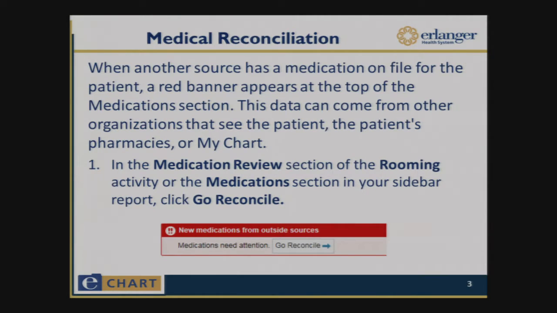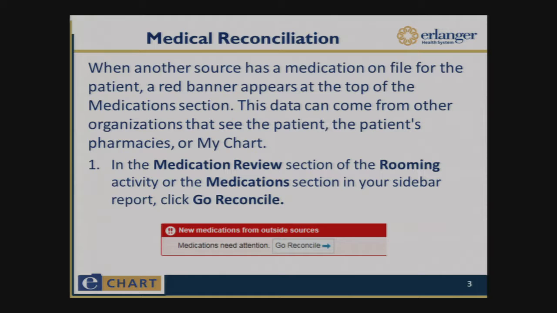Okay. So the first thing that we'll show is medication reconciliation. Unfortunately, in our training environment we do not have this built out, so we'll just look at the slide for this one. What this is, and there's a little screenshot of it, is the red bar. When another source has a medication on file for the patient, a red banner will appear across the top of the medication section. This data can come from multiple different places. It can come from other organizations that may see the patient, it can come from the patient's pharmacies, and it can even come from MyChart, where the patient has put that in themselves.